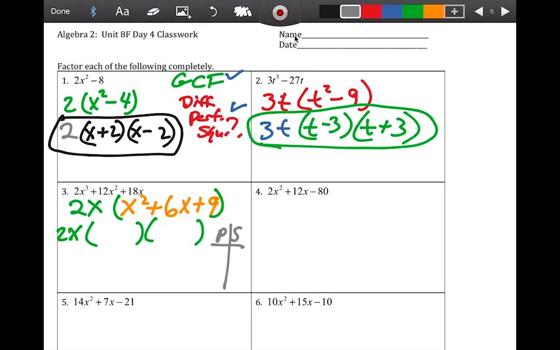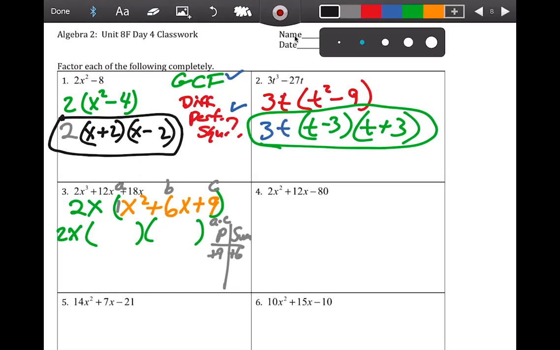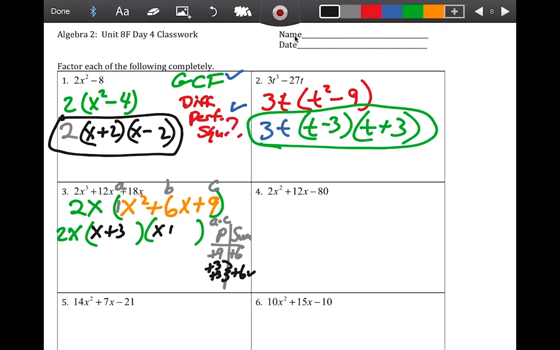This is AC for my product, A times C. My A is 1, my C is 9. So 1 times 9 is positive 9. My B term is positive 6. That's going to be my sum. I need 2 numbers that multiply to positive 9: 3 and 3. They add to positive 6. So the sum of plus 3 and plus 3 is plus 6. So I get x plus 3, x plus 3.